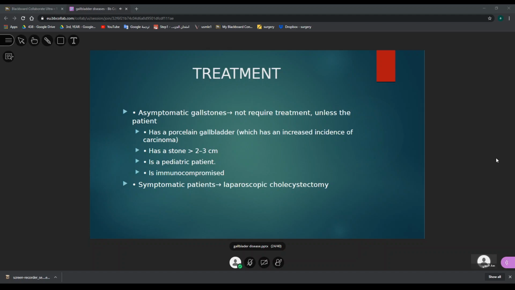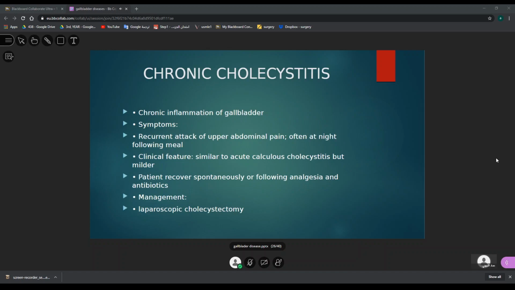Chronic cholecystitis is a chronic inflammation of the gallbladder. Symptoms: recurrent attacks of upper abdominal pain, often at night following a meal. Clinical picture is similar to acute cholecystitis, but mild. Pain recovers spontaneously or following analgesic and antibiotic. Management is laparoscopic cholecystectomy. Why do we say chronic? Because the patient will come to you and say, I have had this pain continuously for 1 month, and we do imaging. You see the ultrasound findings, the pericholecystic fluid and thickened wall, they are there. So he has chronic cholecystitis.